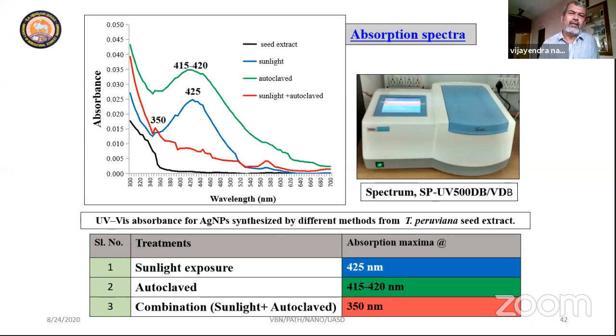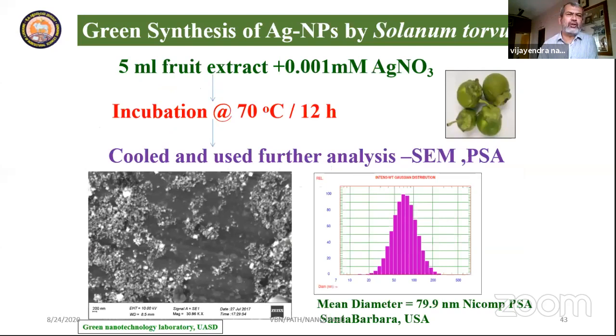I'll give two or three examples where we have tried synthesis from different plants. One is Solanum torvum, called wild brinjal, commonly grown as a show plant or found here and there in the wild. We were able to synthesize because it has a sufficient amount of phytochemicals. We achieved 79.9, or approximately 80 nanometer, from the Nikon.